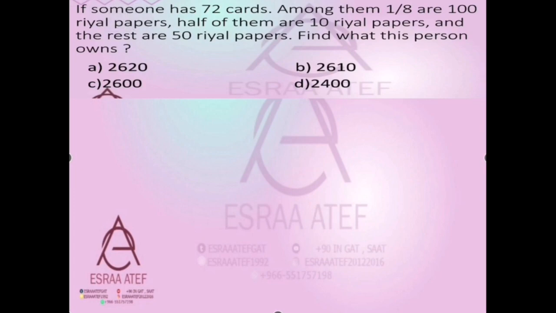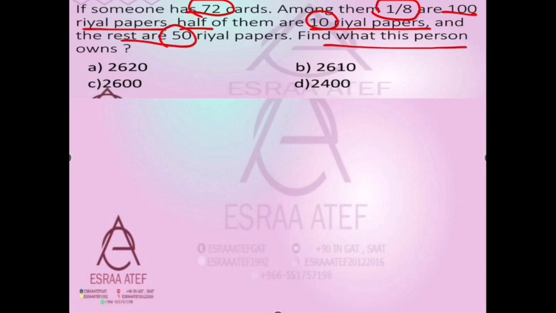Okay, here we have someone who has 72 cards. 1/8 of it are 100 real papers, and the half of it is 10 real papers, and the rest are 50. Find what this person owns.